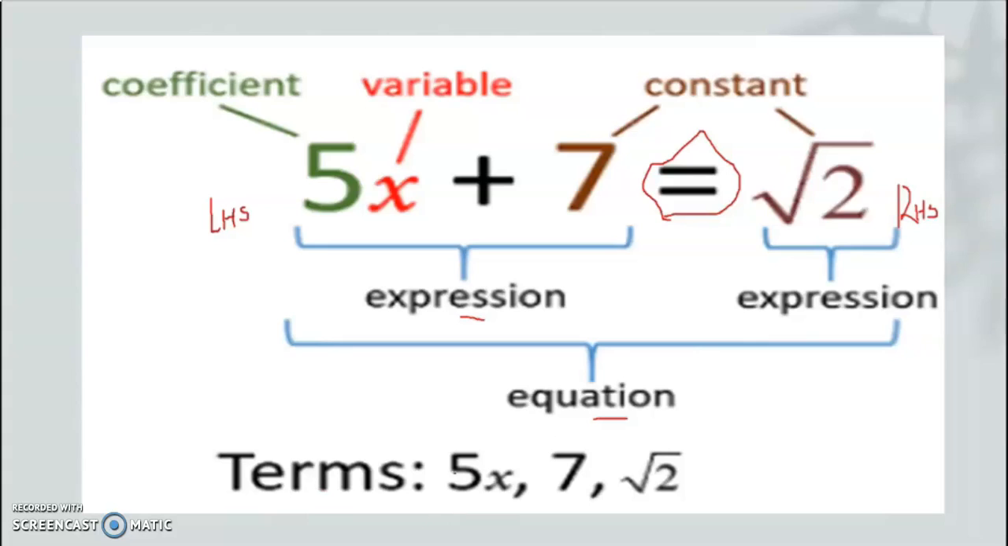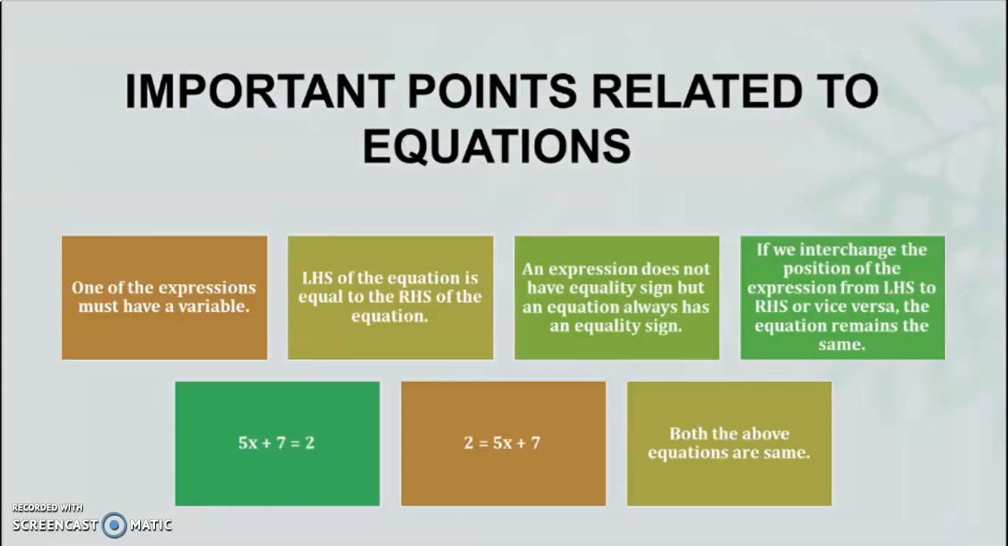And here are the terms of this equation. You can go through. So now important points related to the equations. As I said before, one of the expressions must have a variable, and the LHS of the equation should be equal to the RHS of the equation. And an expression does not have an equality sign, but an equation always has an equality sign.